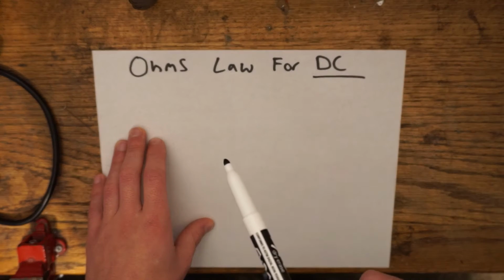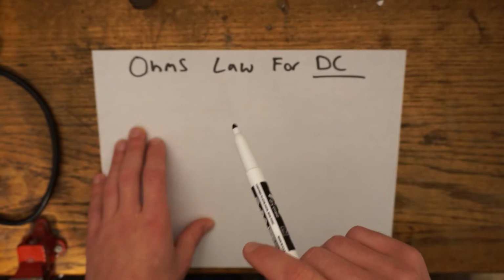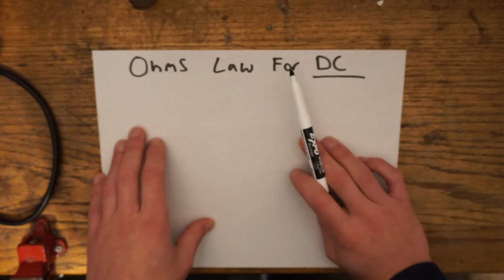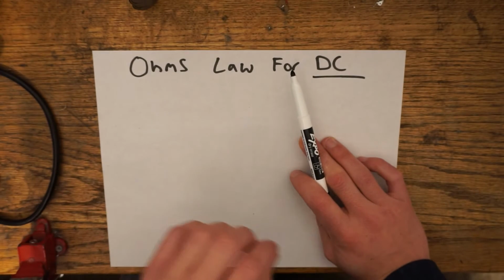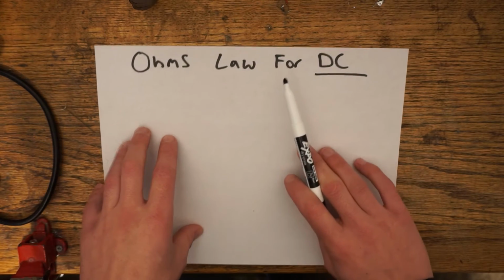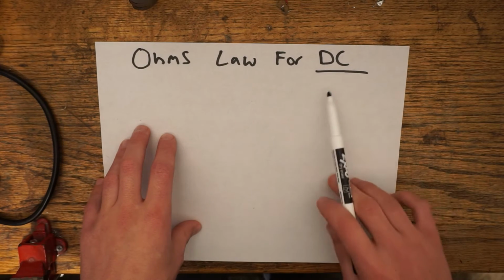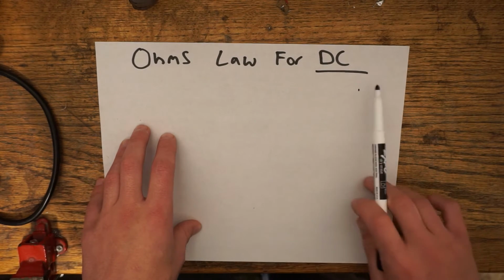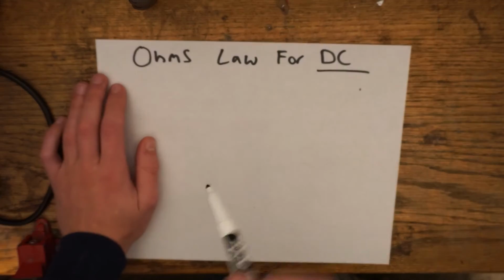There is one very specific circumstance in which you can apply Ohm's Law to AC circuits, but it's very specific and it's almost unusable. So I don't want to get into that, but basically Ohm's Law only applies to DC circuits. So that's the first thing you guys should know. Ohm's Law is for DC circuits, not AC. Okay, so now let's get into it.